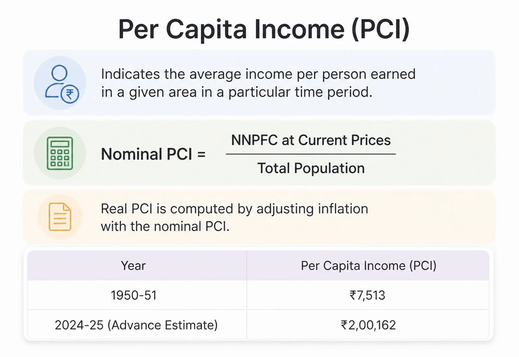Next, we look at per capita income, which indicates the average income earned per person in a specific area. For a nation, nominal per capita income is calculated by dividing the net national product at factor cost by the total population. To get the real per capita income, we adjust that nominal figure for inflation. To give you an idea of historical growth, India's nominal per capita income was just 7,513 rupees in 1950-51 and is estimated to reach over 2 lakh rupees in 2024-25.